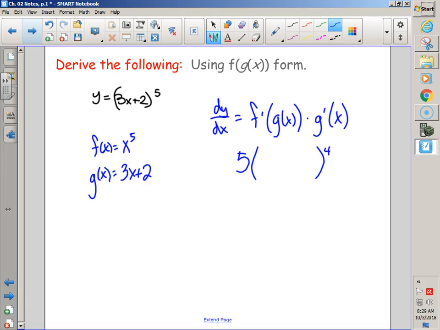But I'm not going to put an X because who needs to go inside? See it? So it would be 5, who to the 4th? G to the 4th. Oh, it starts to get a little confusing. Not impossible, just starts to get a little confusing. Times G prime, 3. Who's G? 3x plus 2.